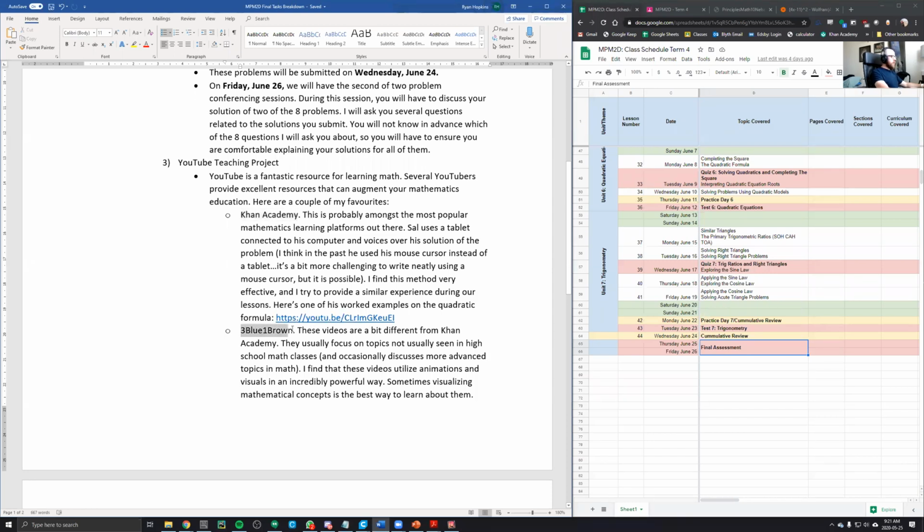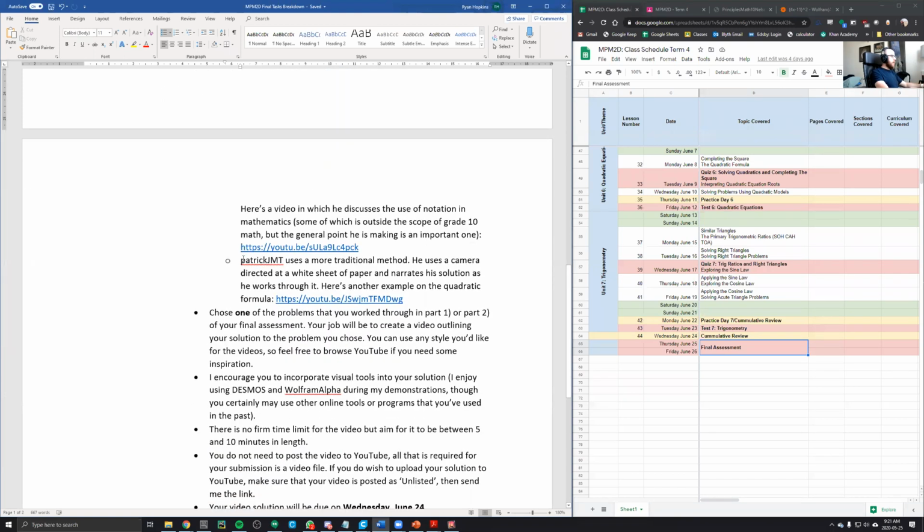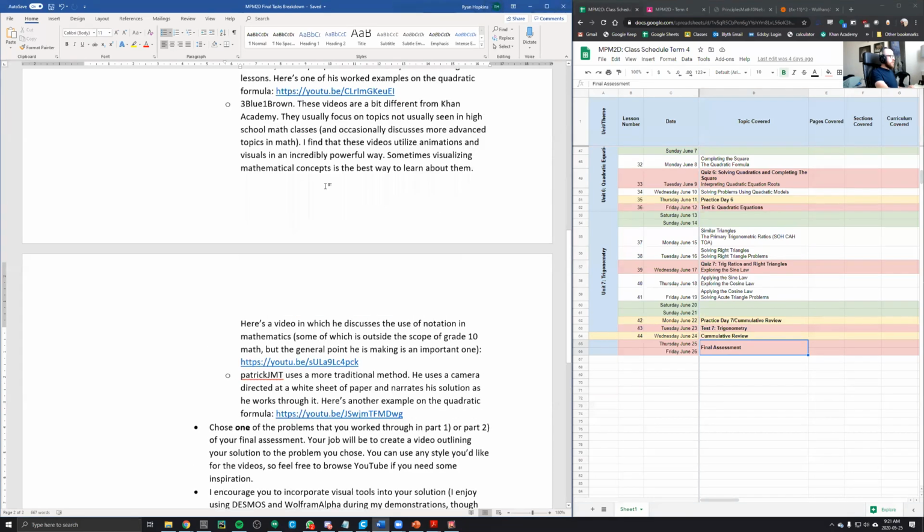3Blue1Brown is really good too. He uses a lot of computer animations. And then there are others that just have a piece of paper with their camera directed down at them. Some of these YouTube channels that post mathematics problems and lessons are really low tech, which is kind of cool, right? Meaning everyone can put together one of these scenarios. So I picked a few examples of each.